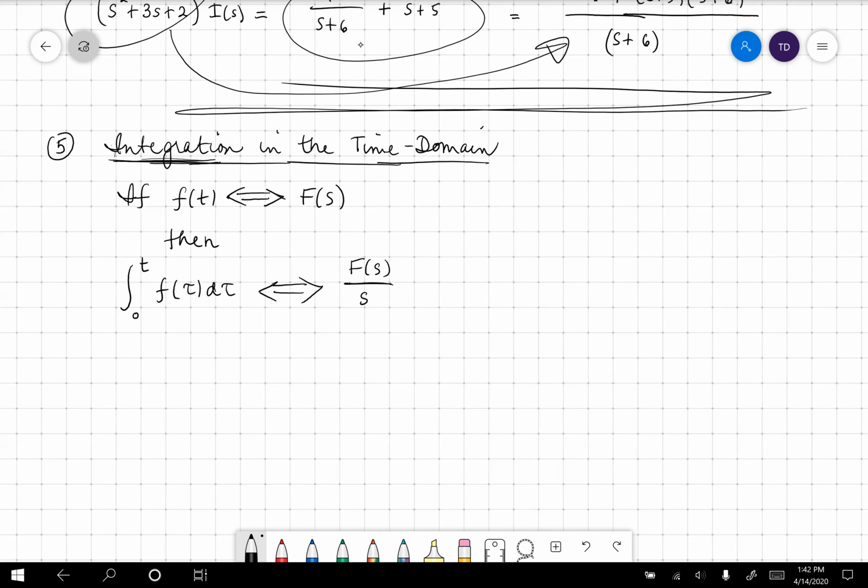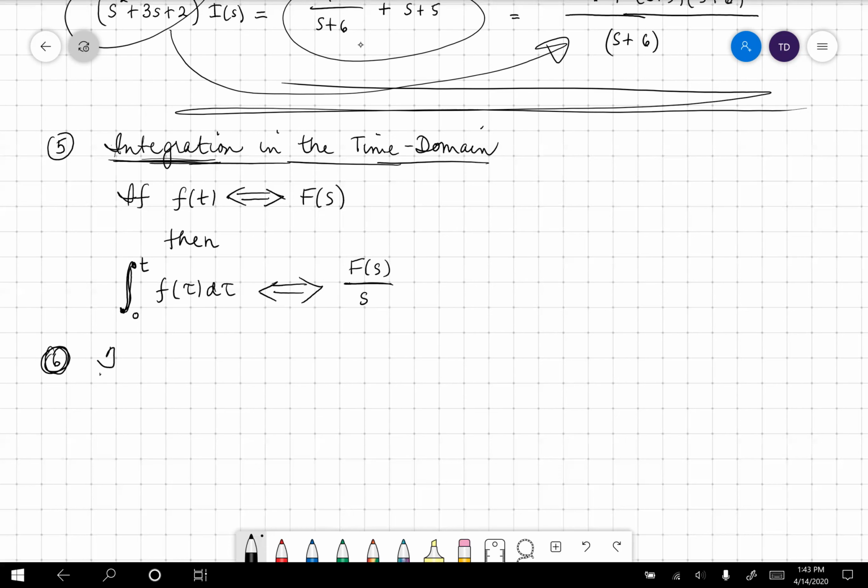So we can use this property if we know a particular function's Laplace transform, and we know one function is the integral of the other. That would be like the ramp function being the integral of the step function. So we can look at the Laplace transform of the step function and divide by s to get the transform of the ramp function. 1 over s divided by s is 1 over s squared, and sure enough, we already know that to be true. This one we're not going to use a lot in this course, but it's an important property.